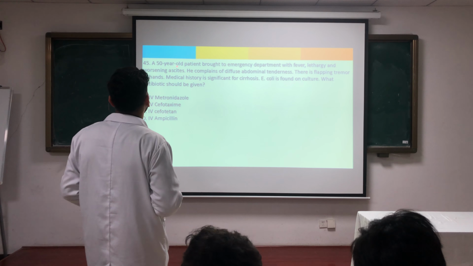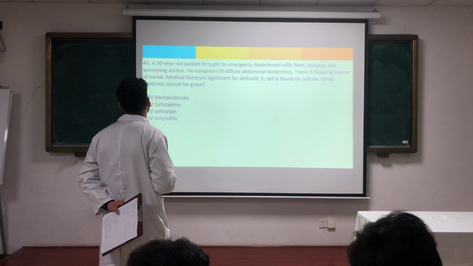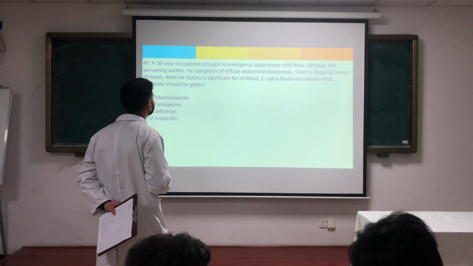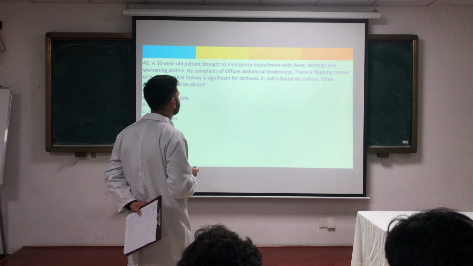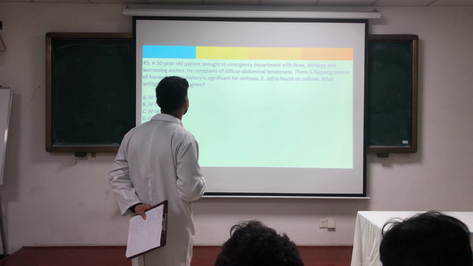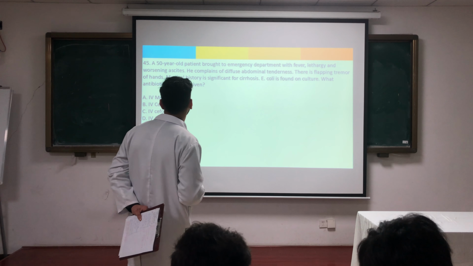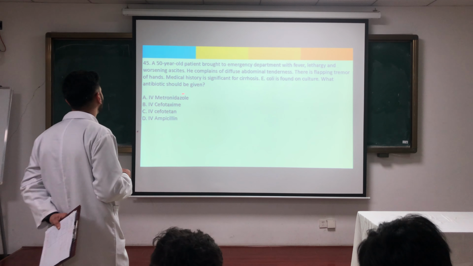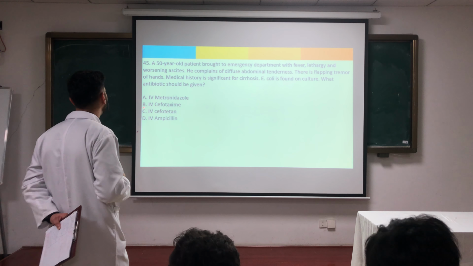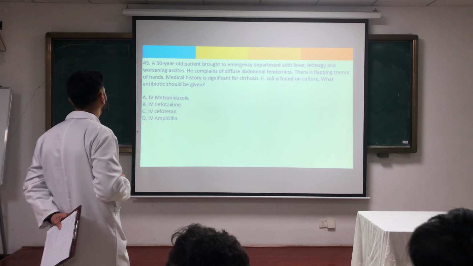A 50-year-old patient is brought to the emergency department with fever, lethargy, and worsening ascites. He complains of diffuse abdominal tenderness. There is a flapping tremor of the hands, and medical history is significant for cirrhosis. E. coli is found on culture. What antibiotic should be given? IV metronidazole, IV cefotaxime, or IV ampicillin?